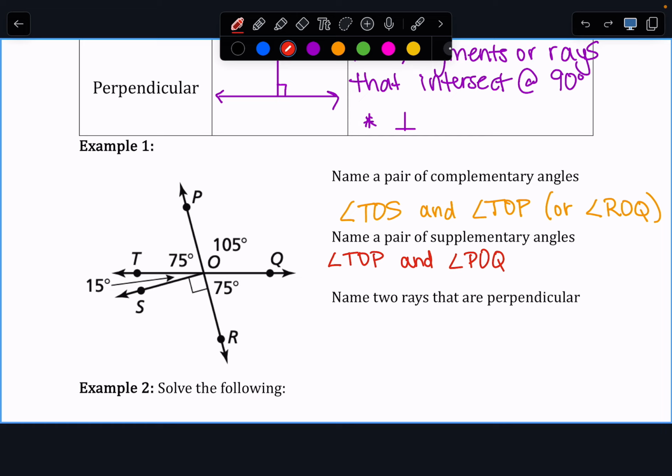But if I'm asking you two rays that are perpendicular, I can look at this picture and I see that ray OR is perpendicular to ray OS because of that box mark saying that it's 90 degrees.